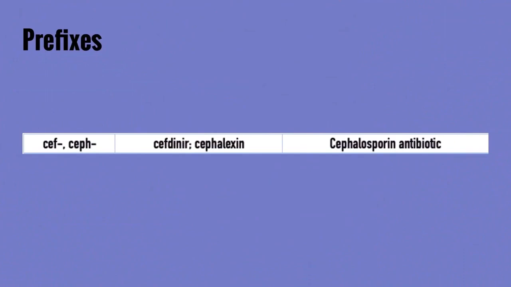So starting with prefixes, the big one is going to be Ceph. If you come across medications that include Ceph in the beginning, the only two currently in the top 200 are Cefdinir and Cephalexin, but again, make sure that you check. Those are going to be cephalosporin antibiotics.